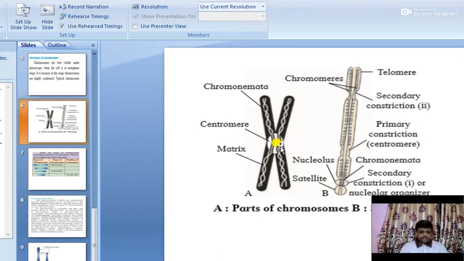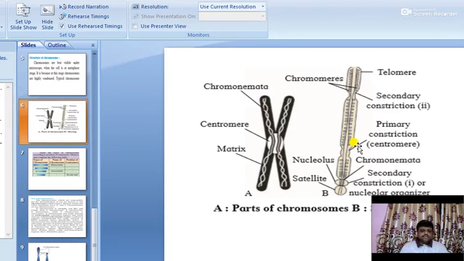A typical chromosome consists of two chromatids joined together at the centromere, which is called the primary constriction. Here you can see the primary constriction, or the centromere, where the two chromatids are held together. The primary constriction consists of a disc-like, plate-like structure, which is also called the kinetochore.